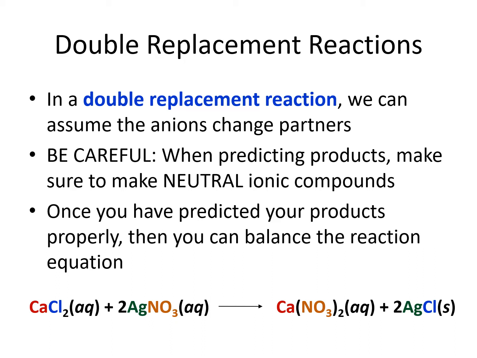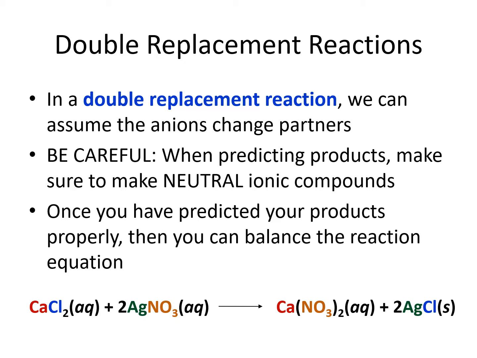It's still always going to be a positive ion with a negative ion. So positive is not going to go with positive, and negative is not going to go with negative, but they're switching partners. In this example, the calcium comes in with the chlorine, but it leaves with the nitrate, and the silver comes in with the nitrate, but leaves with the chlorine.